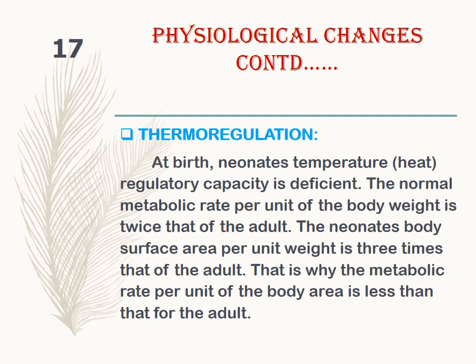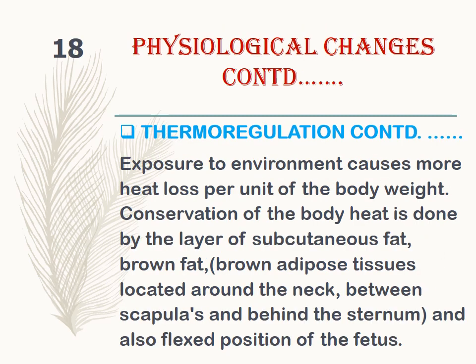Next, let us see about thermoregulation. At birth, the neonate's heat regulatory capacity is deficient. The normal metabolic rate per unit of body weight is twice that of the adult. The neonate's body surface area per unit weight is 3 times that of the adult. That is why the metabolic rate per unit of body area is less than that of the adult. Exposure to the environment causes more heat loss per unit of body weight.